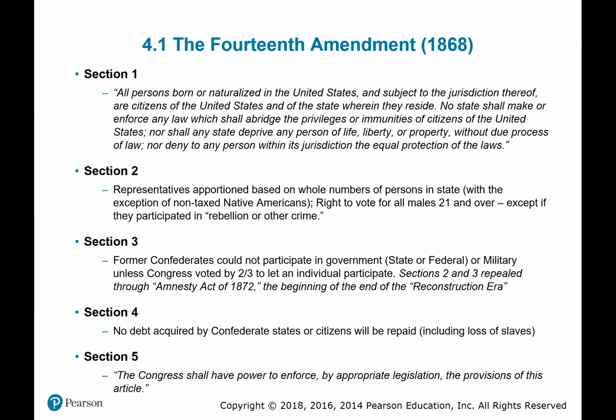Section 1 is very important. All persons born or naturalized in the United States and subject to the jurisdiction thereof are citizens of the United States and of the state wherein they reside. No state shall make or enforce any law which shall abridge the privileges or immunities of citizens of the United States, nor shall any state deprive any person of life, liberty, or property without due process of law, nor deny any person within its jurisdiction the equal protection of the laws.